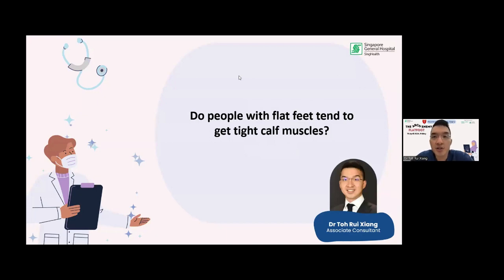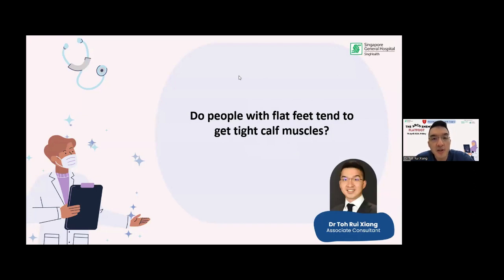Hi, so good question. It's a very common question we see in the clinic. The two things that correlate very strongly with flat feet would be tight calf muscles as well as bunions. Tight calf muscles potentiate the flat foot because it causes undue pressure on abnormal areas of the foot.